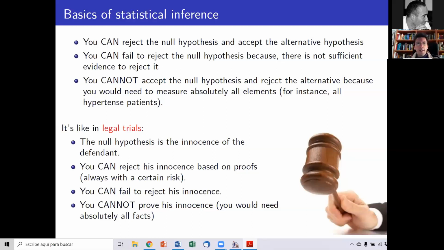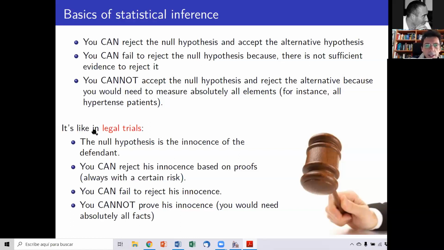Okay, so there is something of a statistical inference that is not so natural. We can reject the null hypothesis and accept the alternative. We can fail to reject the null hypothesis because there is not sufficient evidence to reject it, but we can never accept the null hypothesis.